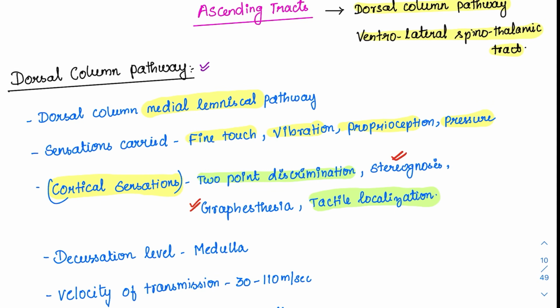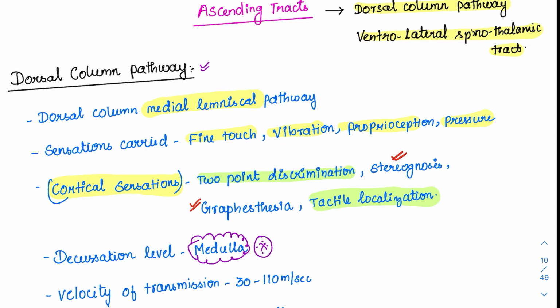And one more thing about all the tracts. For all the tracts, I would suggest you remember where it is crossing. If we know where it is crossing, we can easily identify, if a lesion is happening at a particular place, which side will be affected. The dorsal column crosses at the level of the medulla. This is very, very important. Their crossing happens at the level of the medulla.